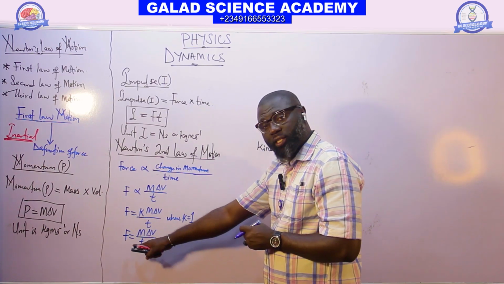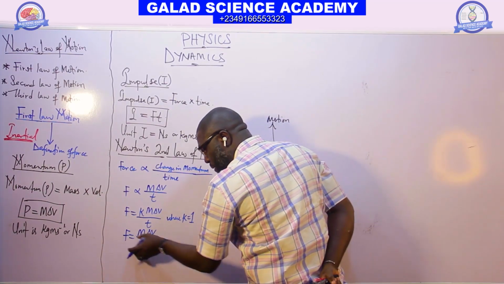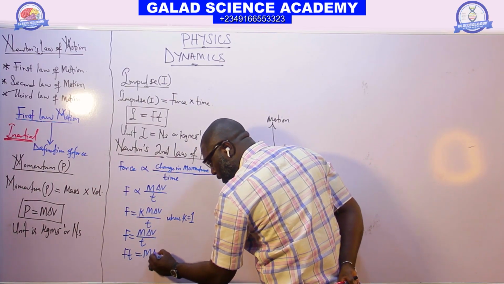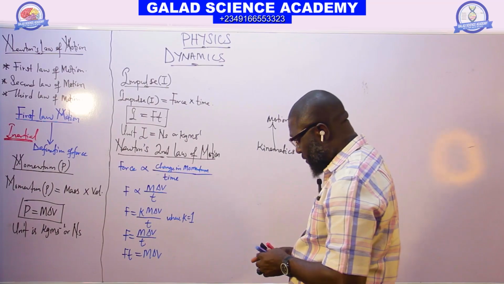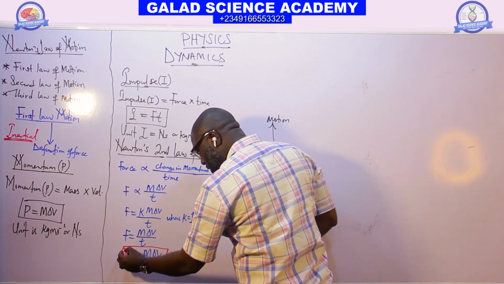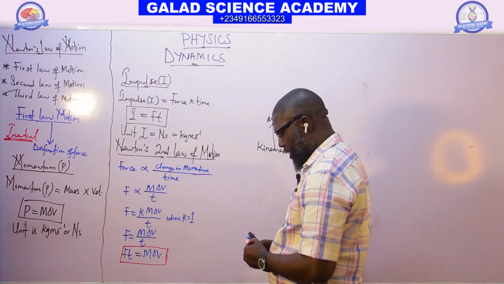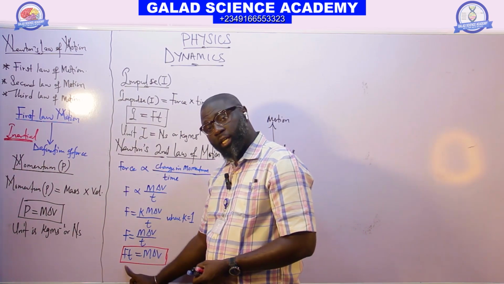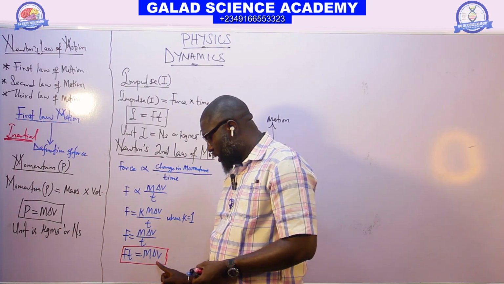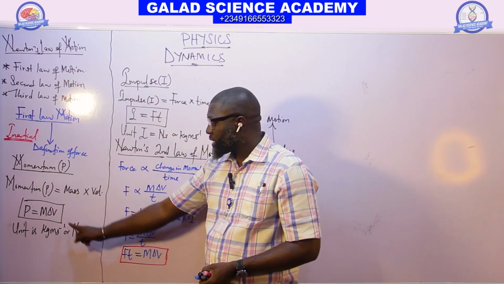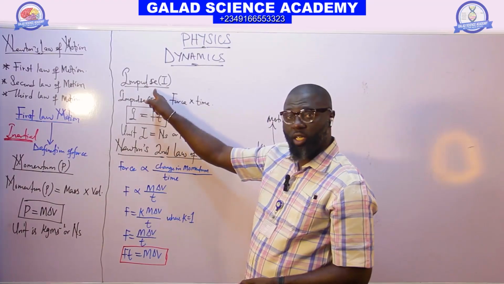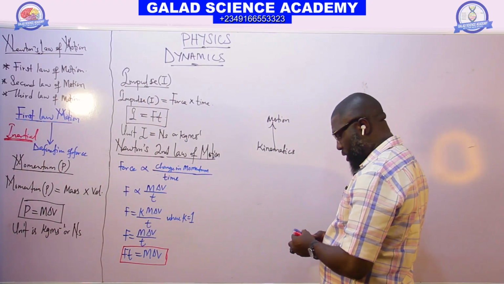From this expression, you can take t to this side. You have Ft equal to m change in v. If you look at this statement very well, this is Ft, and this is mass times velocity. Mass times velocity is momentum. Force times time is impulse.